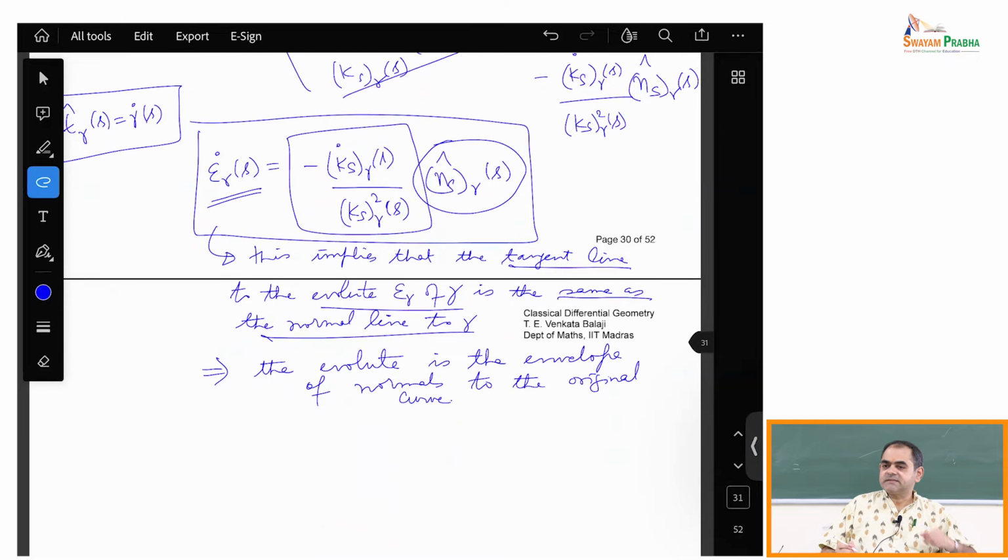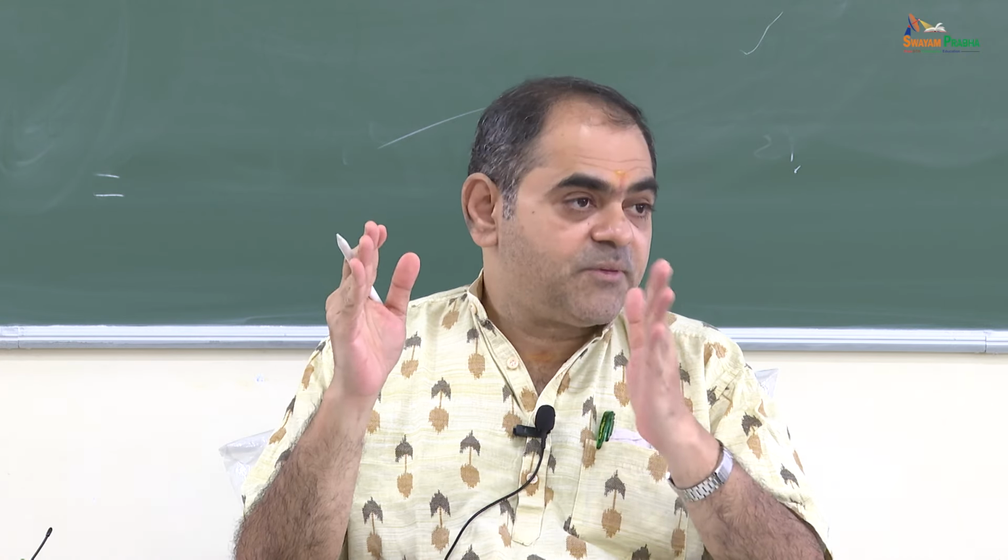Okay, so this is something you are able to see. That's one fact. Then there's another important fact that one has to see. If you look at this expression for epsilon sub gamma dot, you take the norm of epsilon sub gamma dot. If you take the norm, you see on the right side you are getting modulus of ks dot by ks squared, and that need not be 1. Of course, modulus of n cap is 1.